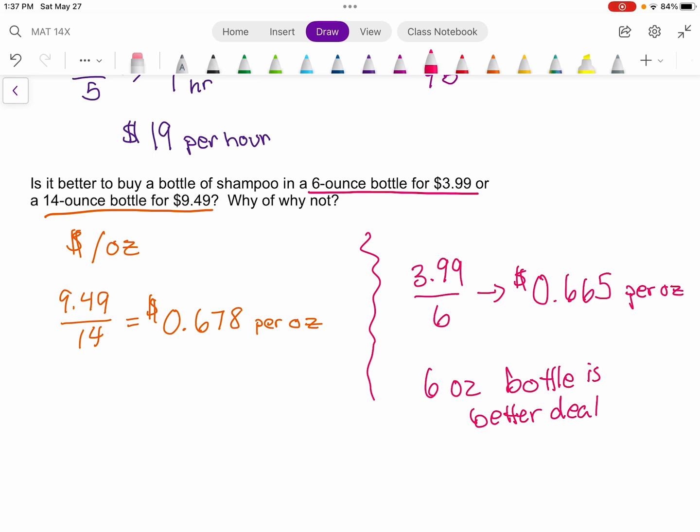That's an example of where I want to find that unit rate to be able to compare different sized objects. Stay tuned for the next video, where we look at taking these unit rates and also combining them with some of our unit conversion problems.